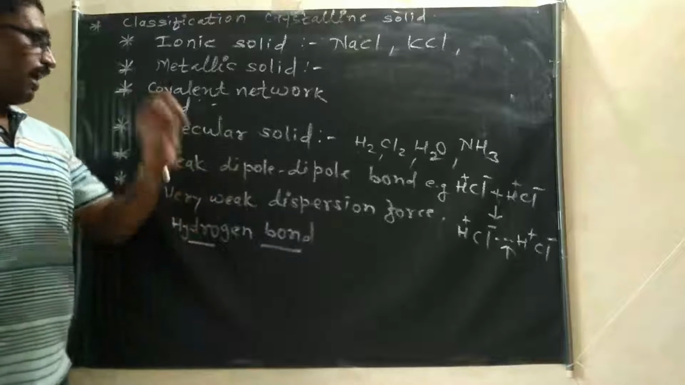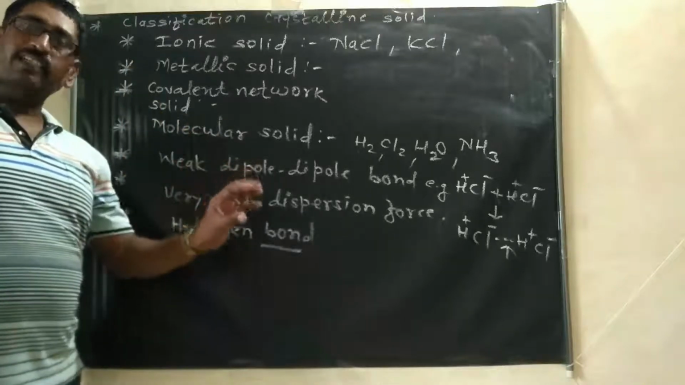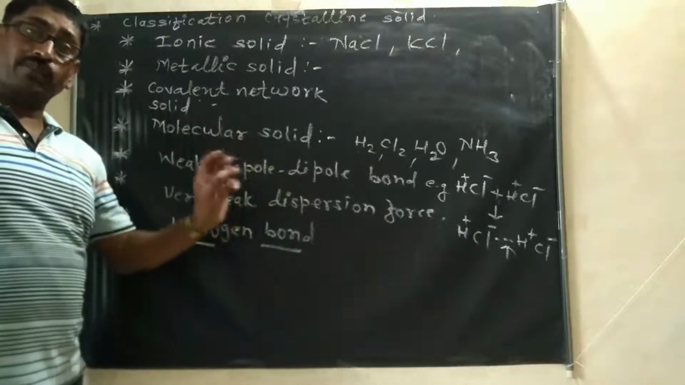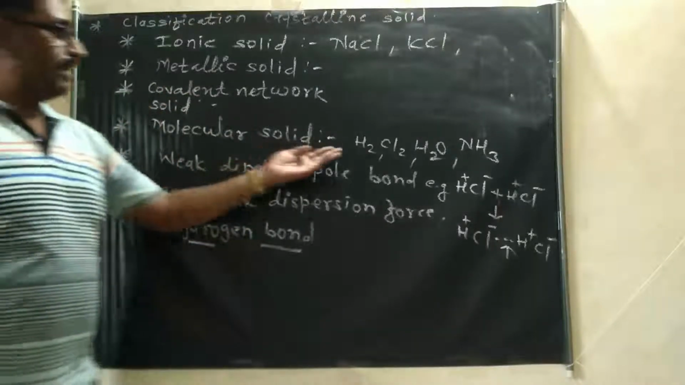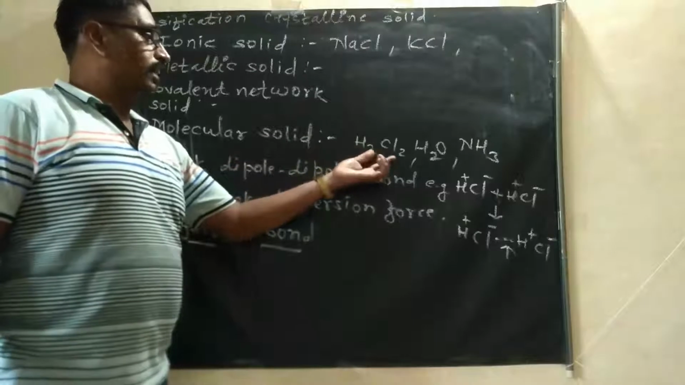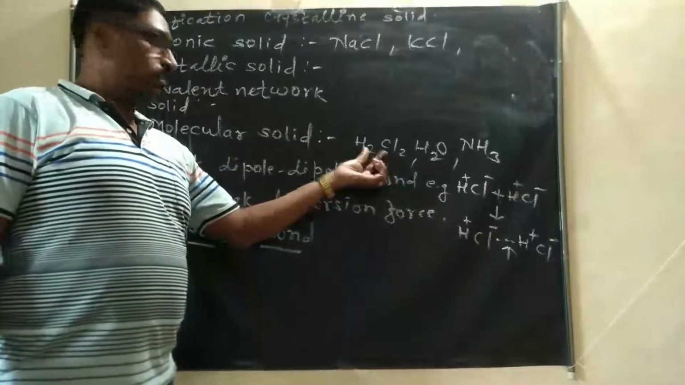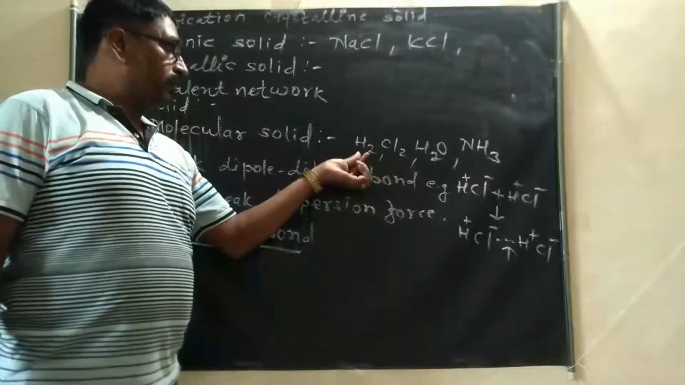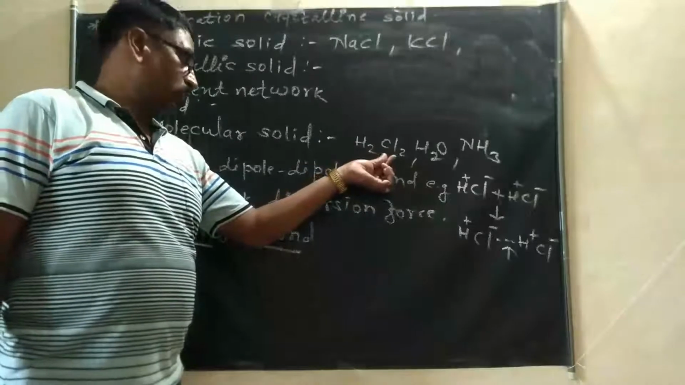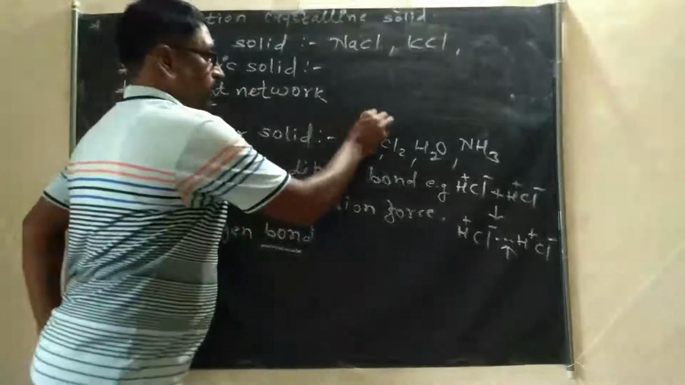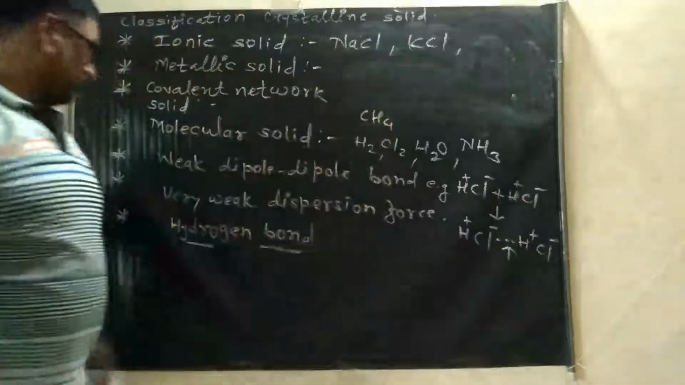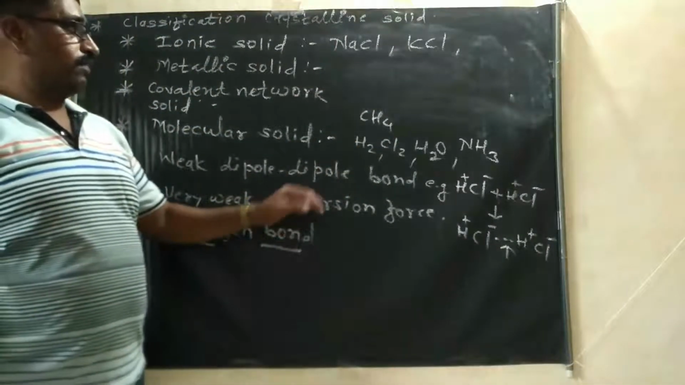Then we will discuss very weak dispersion forces. Such forces are generally present in similar molecules, meaning molecules formed from similar atoms. Here we have seen the examples of H2 and Cl2: hydrogen combined to form H2, Cl combined to form Cl2. In such types of molecules, CH4 is the same. CH4 is also one example of very weak dispersion forces or London forces.